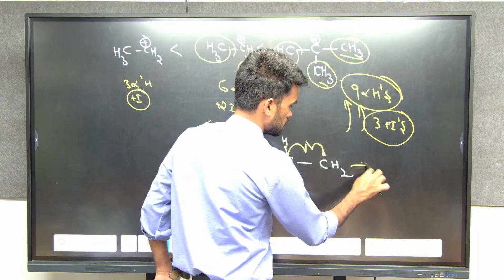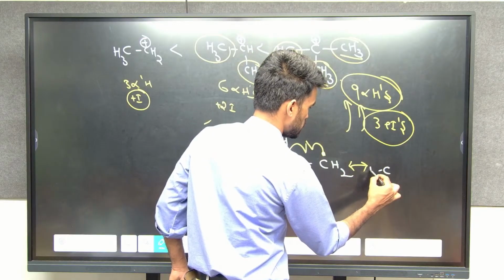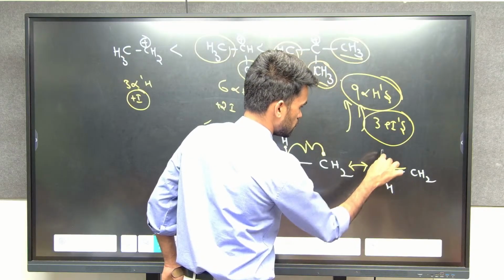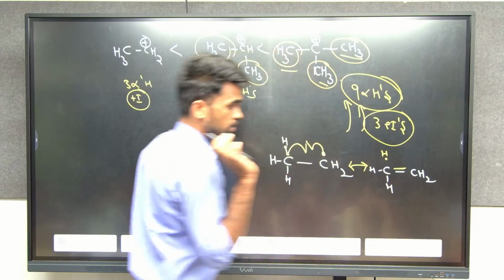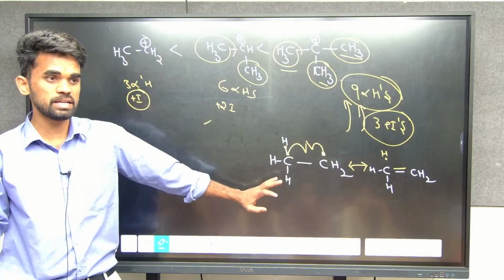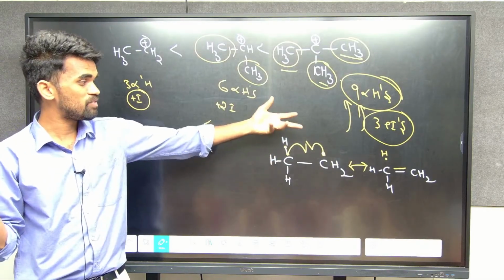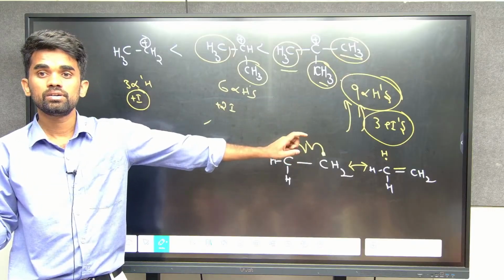So like that, CH, H, CH2, this here is one radical. Like that, how many times can it be stabilized? 3 times. We got 3 alpha hydrogens. So the more the number of alpha hydrogens, the more is the stability of the free radical.